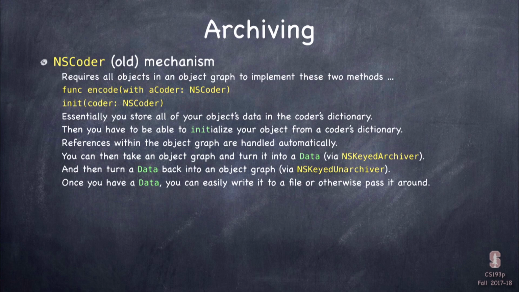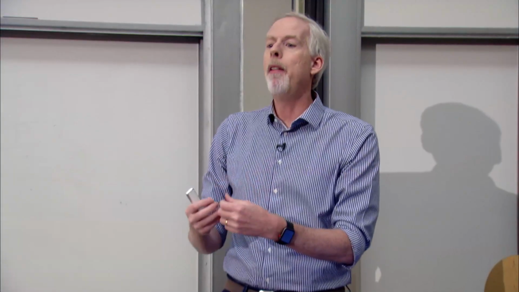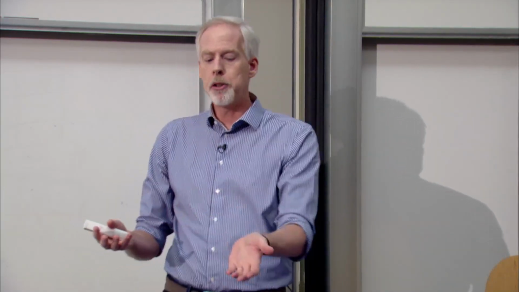Well, what you almost always do with it is you turn this thing into a Data. Remember our friend Data, bag of bits, that little struct? You turn it into a Data, and then you can store a Data in a file system, because as you're going to learn, that's how we interact with the file system. We store and read Datas. Okay? So how do you take a big object graph where every single object in there implements these two things and turn it into a Data?